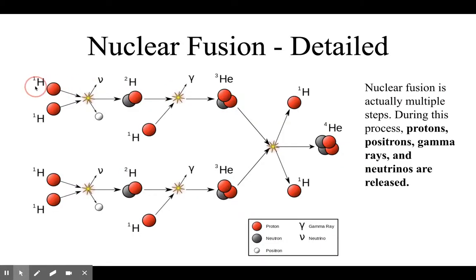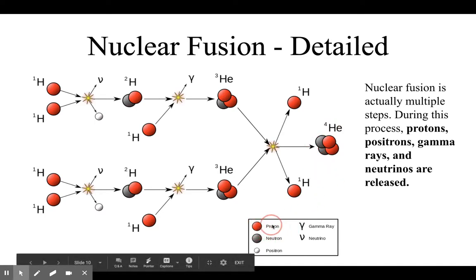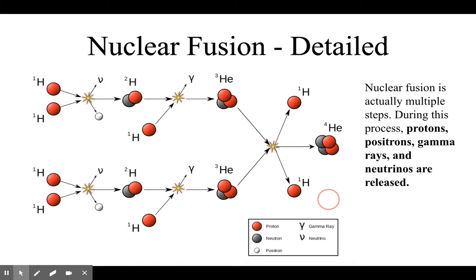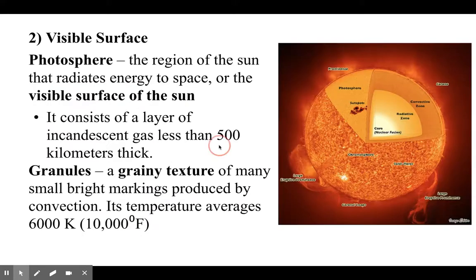So nuclear fusion is a little more complicated than just hydrogen plus hydrogen makes helium. It has many steps. It actually creates different types of hydrogens and heliums before it finally makes the stable form of helium, which has a mass of 4. But the main thing we want to know is that the sun is going to give off protons, neutrons, positrons, gamma rays, and neutrinos. Those are all flying away from the sun out into space, and they do hit Earth.